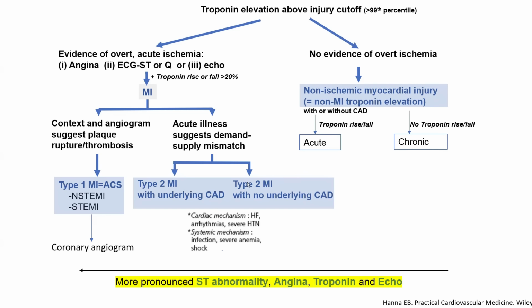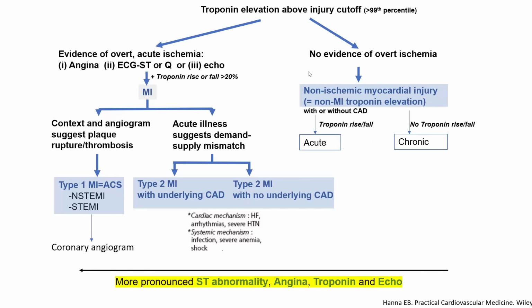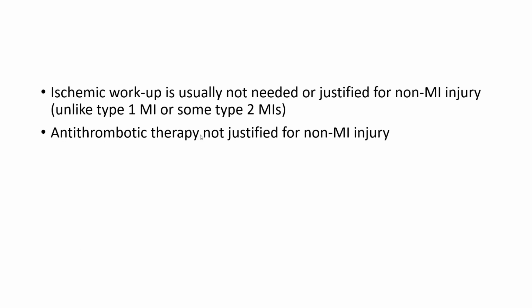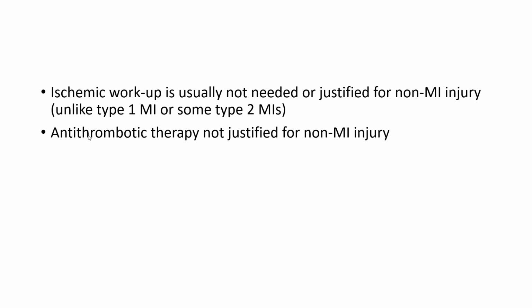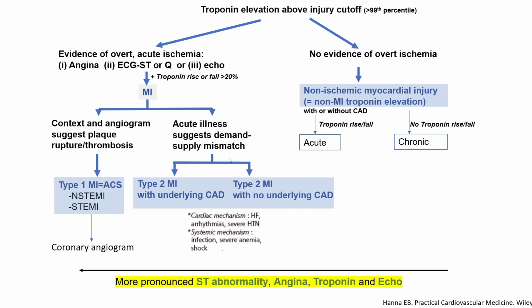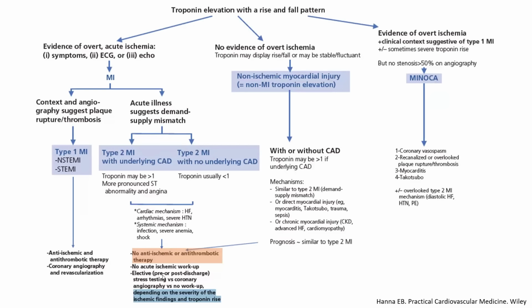Now, why is this classification important? Because it changes management and prognosis. Ischemic workup is not needed or justified for this category, which is, again, the most common category we see in the hospital. Antithrombotic therapy is not justified for that non-MI myocardial injury either. I see heparin overly used in those patients. It shouldn't be.